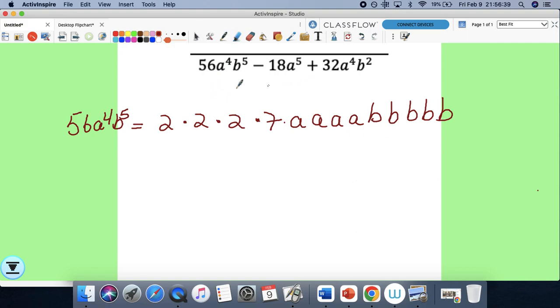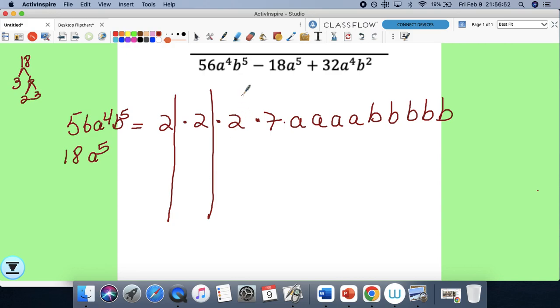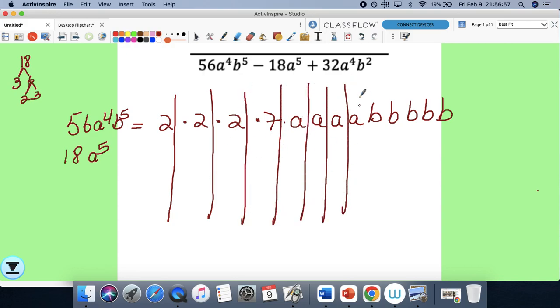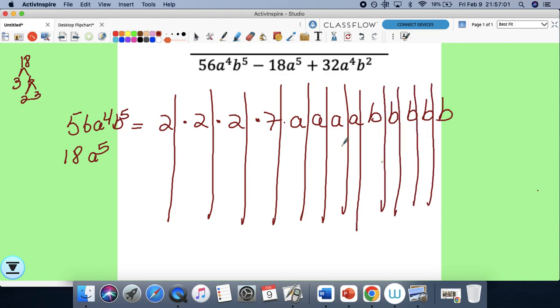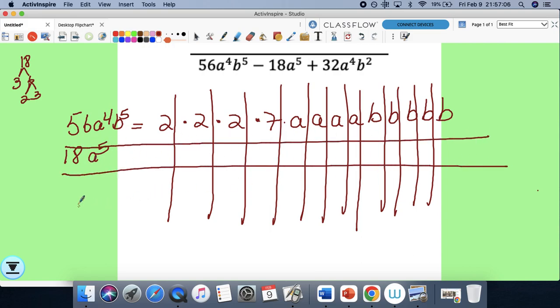Now, 18 is what I wrote here. Think about it, it's 3 times 6, and 6 is 2 times 3. So we're going to write 18 a to the 5th, but we're going to write 18 as, remember, columns. Let me draw some columns here. Each of these goes in a different column. We're going to have one more. As of now, 18 is 2 times 3 times 3.